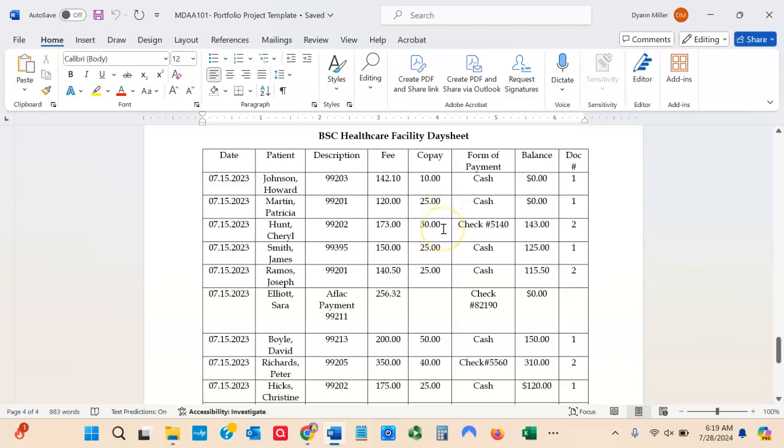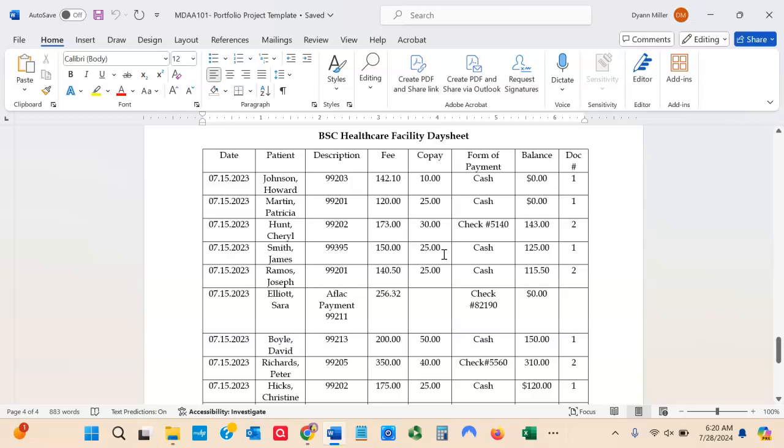This third line, we have a check. We have a check for 143. Well, where does that one come? So I check for $30 because we have a balance of 143. What's the difference between 173 and 30? 143, which means the insurance has not yet paid. So this check was from the patient for their $30.